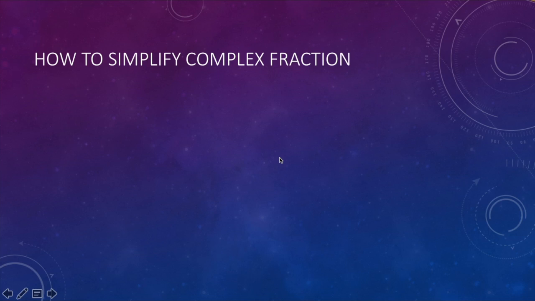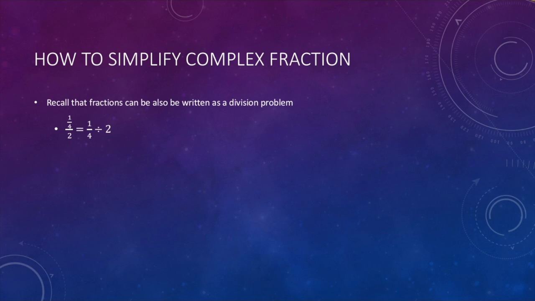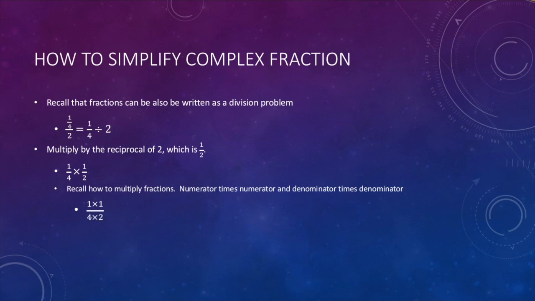How to simplify a complex fraction? Well, the first thing we need to recall is that a fraction is a division problem. We can rewrite any fraction problem as a division by the numerator divided by the denominator. In this case, 1/4 over 2 can be rewritten as 1/4 divided by 2. Then we are going to multiply the reciprocal of 2 to 1/4. The reciprocal means we are taking the fraction and flipping it upside down. When we do this, we're going to get rid of the division problem and get multiplication.